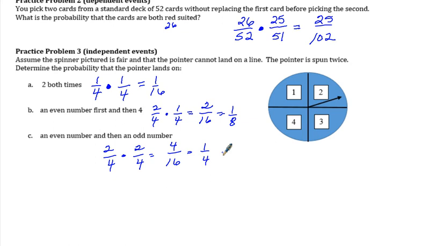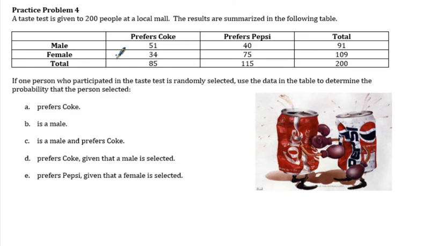All right, let's take a look at another way we can look at these things. We're doing a taste test, and we've got males and females. At a local mall, there's 200 total people. We've got people who prefer Coke and people who prefer Pepsi. If we randomly select somebody from this group, what's the probability that they prefer Coke? So the person, whether they be male or female, prefers Coke. The total people that prefer Coke is 85, and the total people in here is 200. Okay, so if you want, we can reduce that down to 17 over 40.